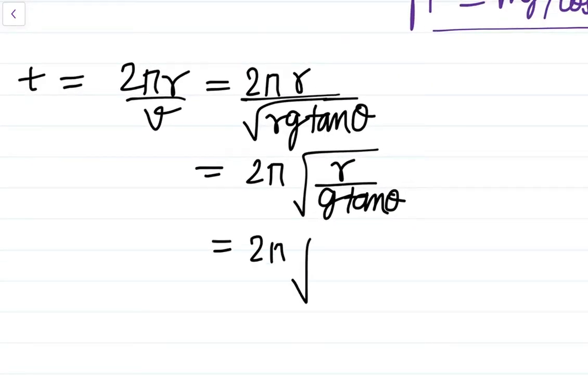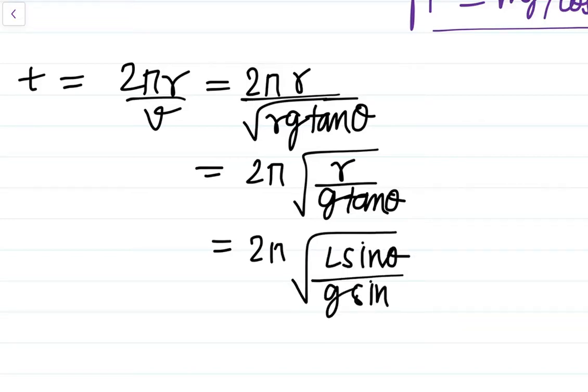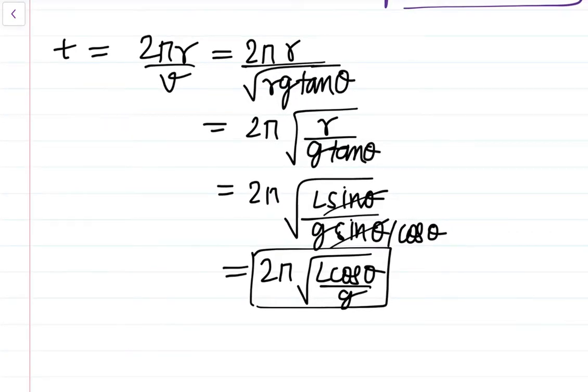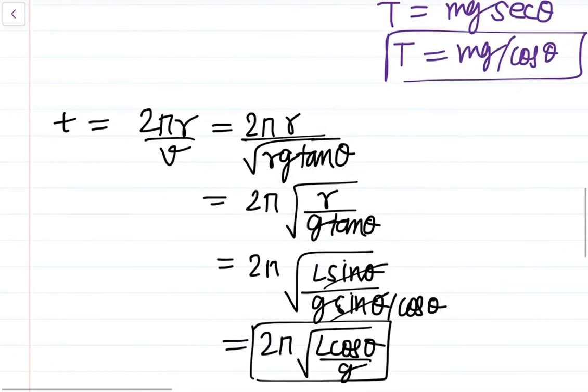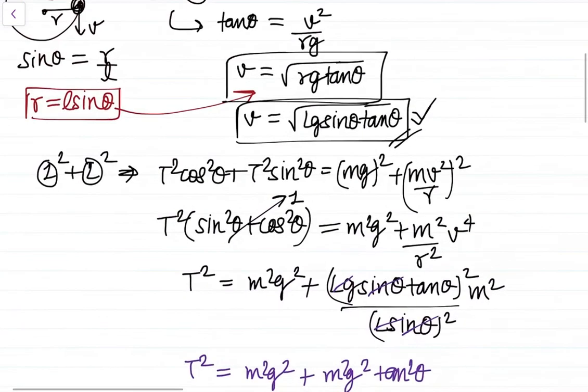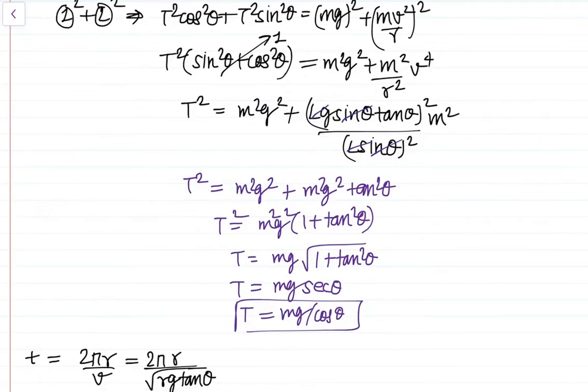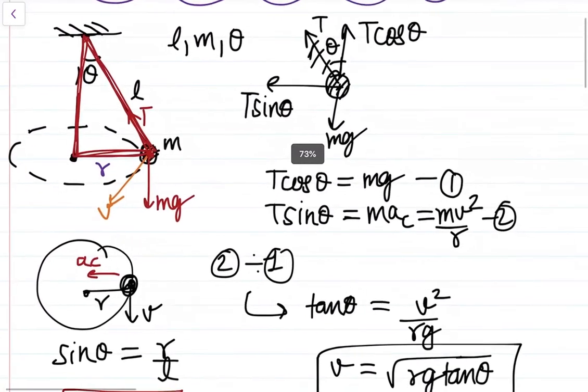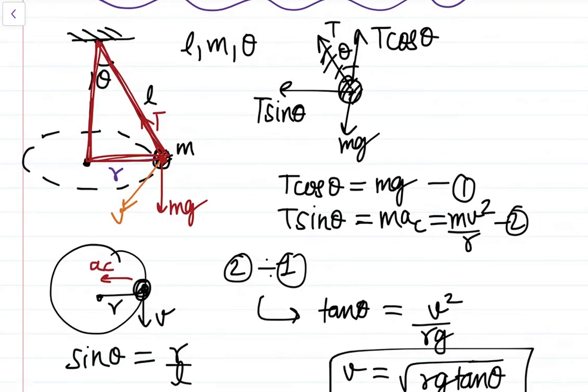Alright friends, so 2 pi under root L sin theta by g tan theta, we can write tan theta as sin theta by cos theta. So obviously sin theta is going to cancel, so time period will come as 2 pi under root L cos theta by g. Alright friends, so this was the formula of time period. You don't need to remember it, you can obviously derive it. And obviously there is no need for this big part, I'm just going to erase it. There is absolutely no need for this whole part. And that's all. You just have to balance the forces in x and y direction, that's all, nothing else.